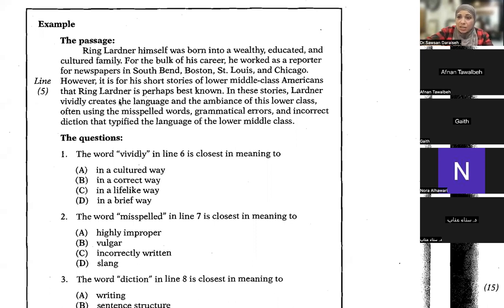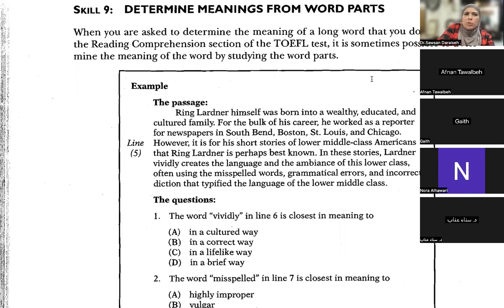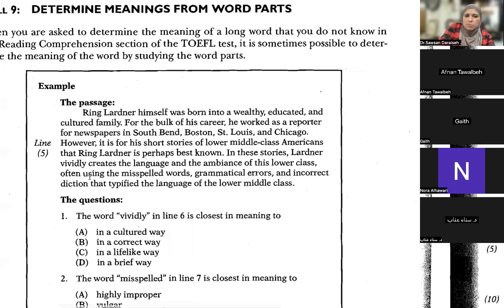Got it? Doctor, which page are you on? Sorry, which page? We're doing skill 9, determine meaning from the word parts, which is 292. Yes, word parts. Skill 9, 292. Yes, that's where we are. I hope it's the right page because I have the book on my right. And where is the page number? I don't see it. Do you guys see page numbers? Oh, here it is. 292. Here it is. I was just afraid that the book I have has a different page number.